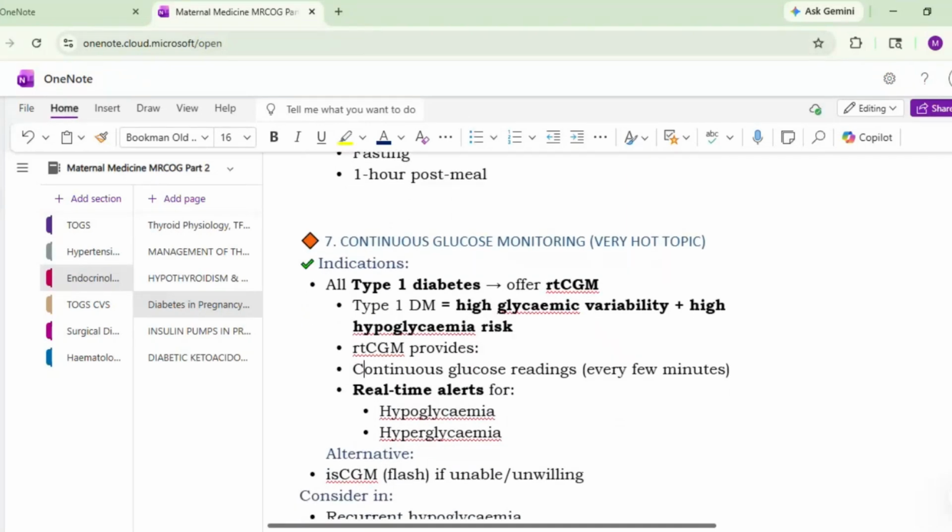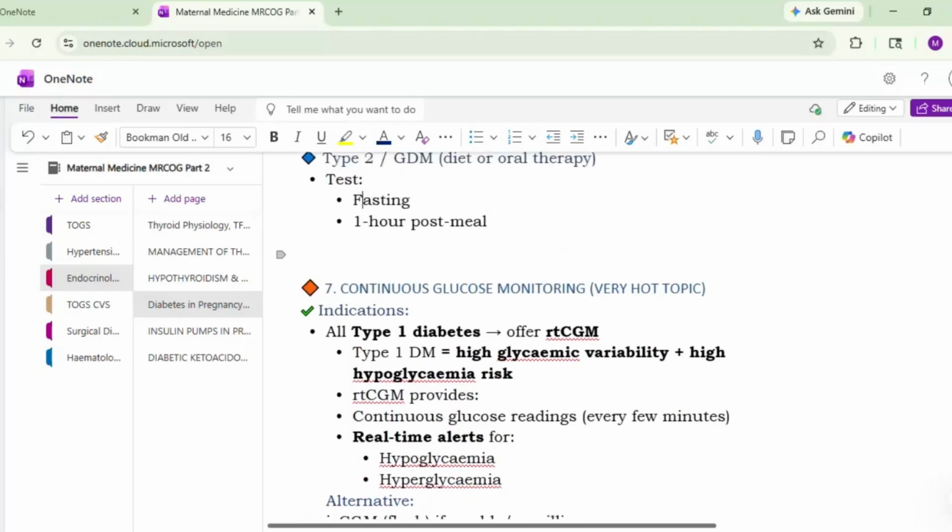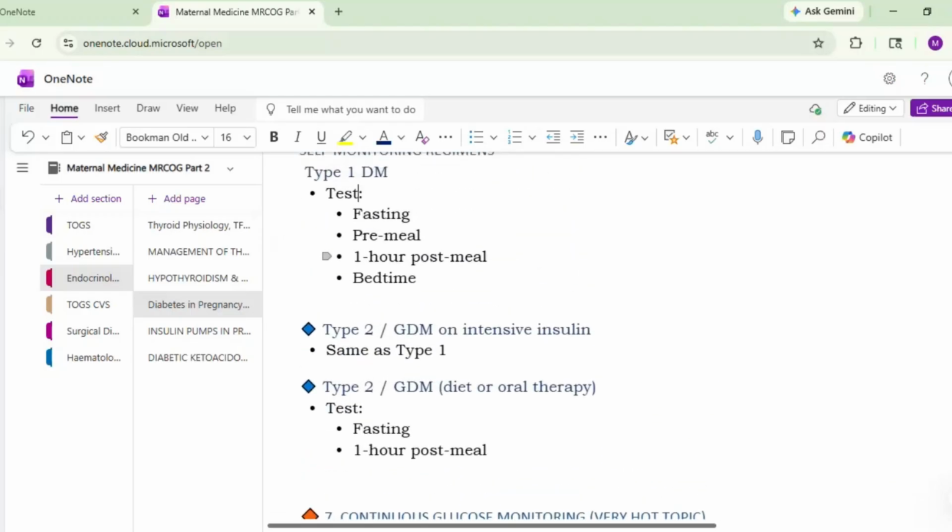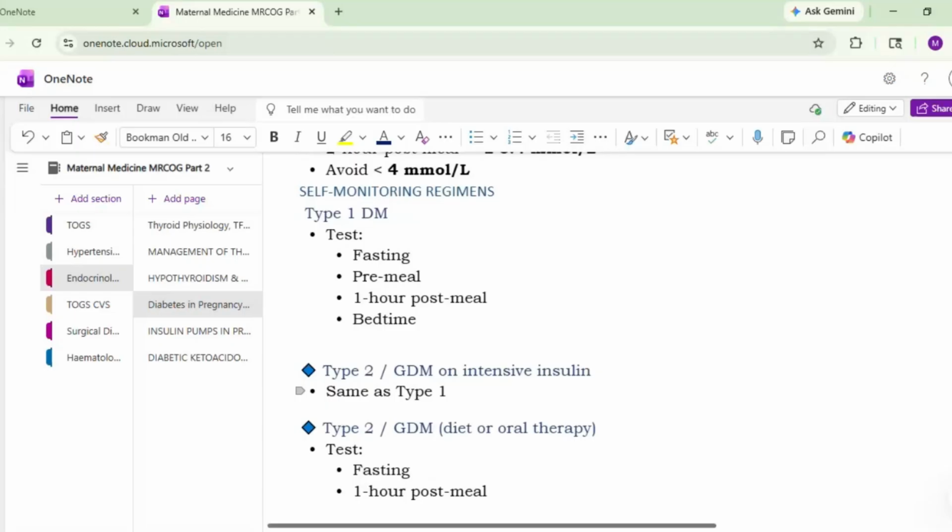Suppose your patient has type 1 diabetes mellitus, type 2, or GDM, but she is on insulin, then she will require intensive monitoring 7 times a day. That is 7 point monitoring. We will be doing the fasting. Fasting means before the breakfast.